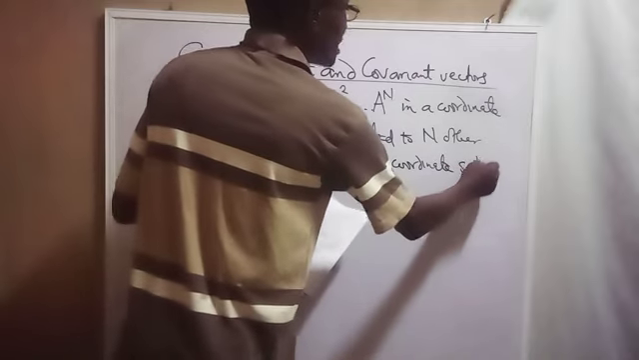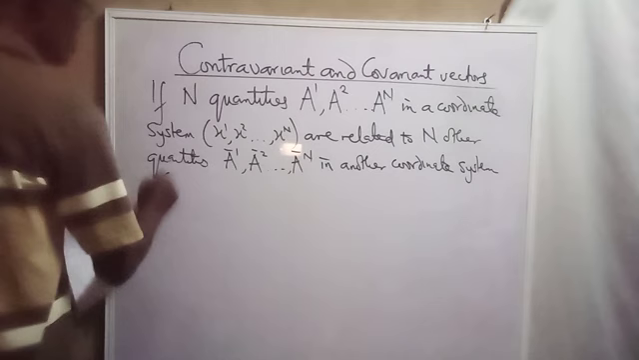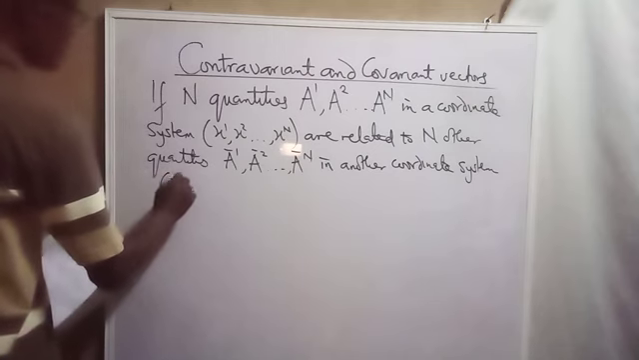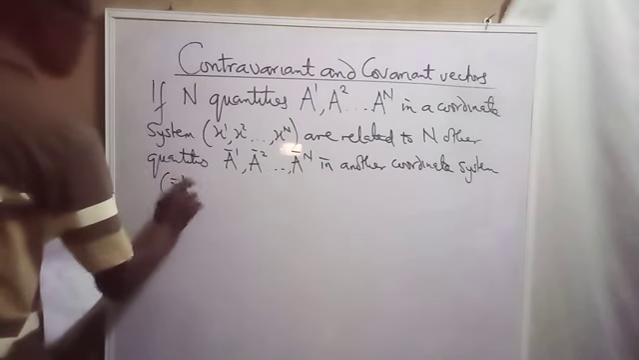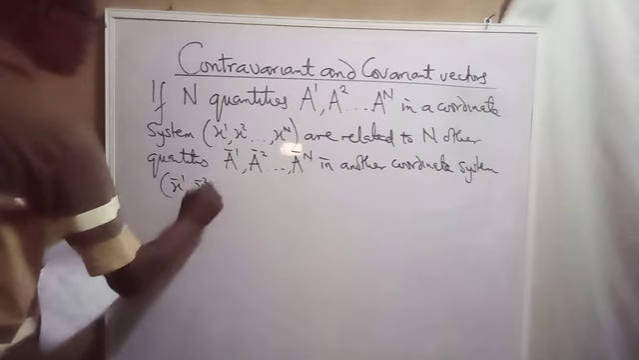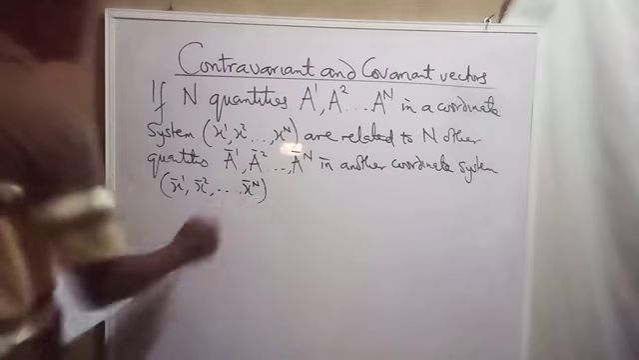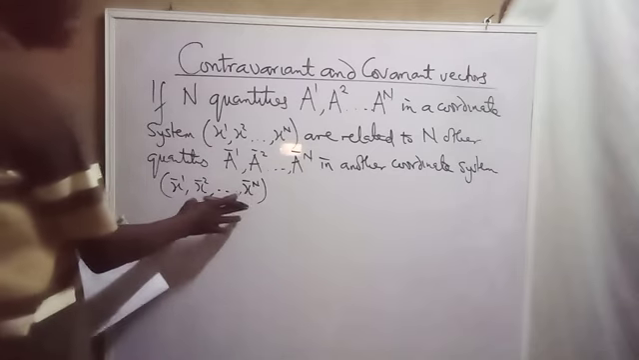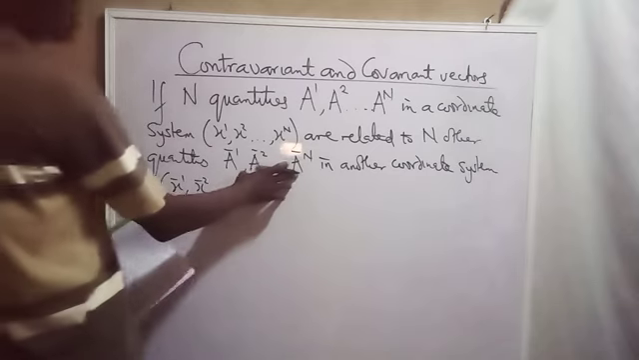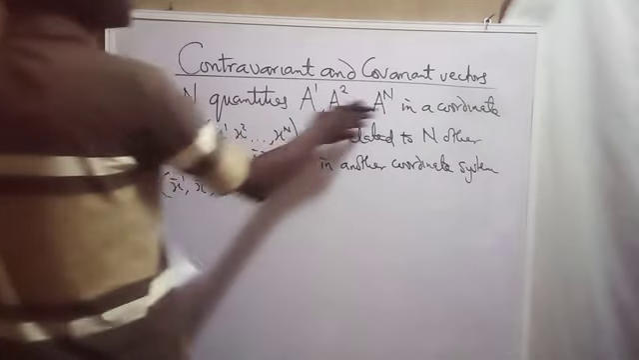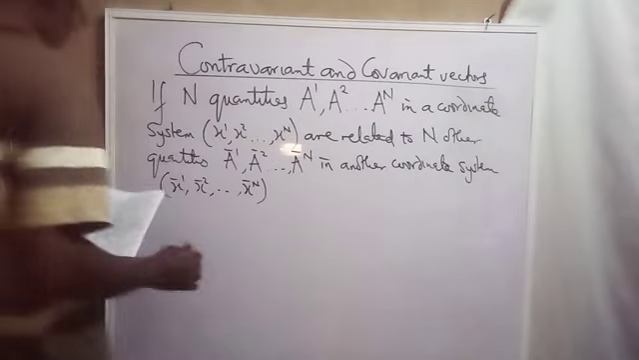How do we express that coordinate system? It should just appear like this: X bar 1, X bar 2, up to X bar n. You can see these are the coordinate system for this quantity, and these are the coordinate system for this quantity. Good.